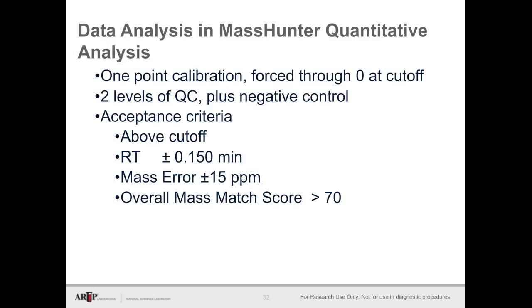MassHunter Qualitative Analysis is used to evaluate the data. Like in the first method I discussed, a 1-point calibration at the cutoff forced through the origin is used. 2 levels of QC on either side of the calibrator and a negative control are used to evaluate the calibration. This method is not meant to produce a quantitative result, but rather a present or not present result. Acceptance criteria are very straightforward. If an analyte doesn't meet them, it is considered not present.